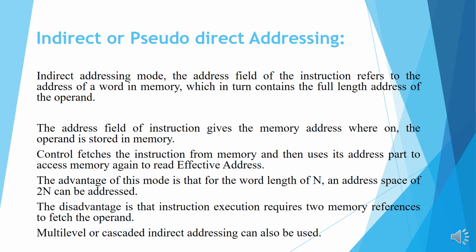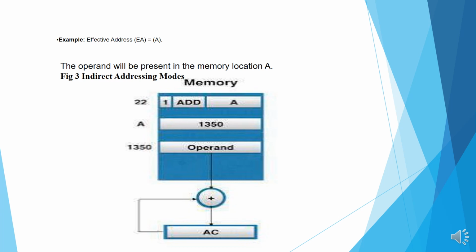Then control fetches the instruction from memory and uses its address part to access memory again to read the effective address. The advantage of this mode is that for a word length of N, an address space of 2^N can be addressed. The disadvantage is that execution requires two memory references to fetch the operand. Multi-level or cascaded indirect addressing can also be used. Then the example of this one, the effective address EA will be given here.